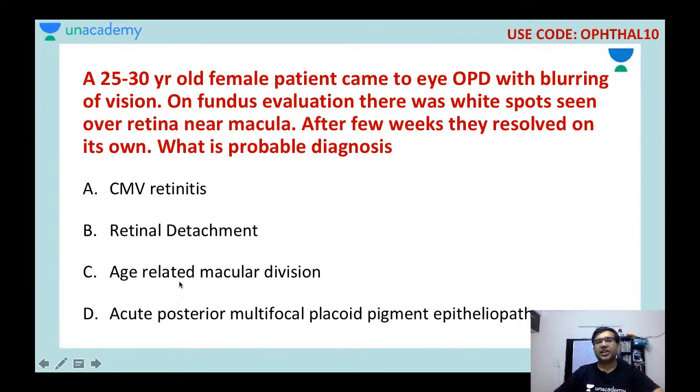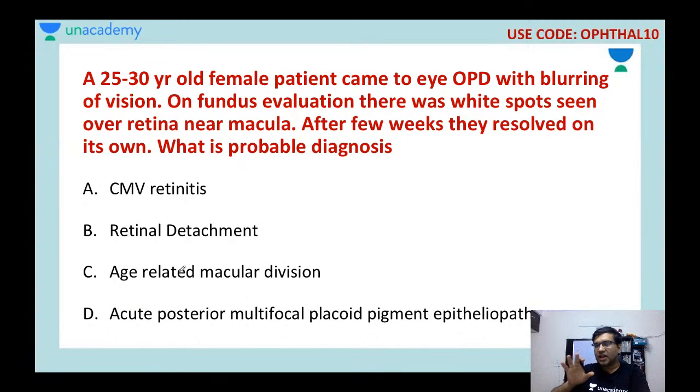A 25 to 30-year-old female patient came to the IOPD with blurring of vision. On fundus evaluation, there were white spots seen over the retina near the macula. After a few weeks, they resolved on their own. So see, white spots were seen near the macula. These white spots then resolved. It is a young patient. The patient, because of involvement of the macula, is getting blurring of vision. What is your diagnosis here? So remember, a CMV retinitis.